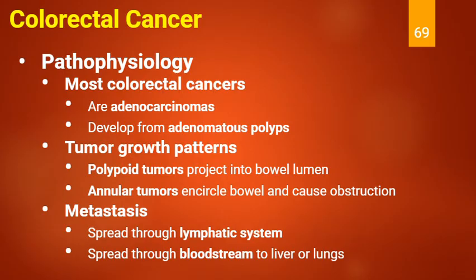Most colorectal cancers are adenocarcinomas, meaning they arise from the glandular cells lining the colon. These cancers often begin as adenomatous polyps, which are abnormal growths that develop on the inner lining of the colon. Over time, genetic mutations can cause these polyps to become cancerous. Tumors may grow in different patterns. Polypoid tumors grow outward into the bowel lumen, while annular tumors grow around the bowel wall, narrowing the intestinal passage and sometimes causing obstruction. Cancer cells can spread locally or metastasize through the lymphatic system or bloodstream, commonly reaching organs such as the liver or lungs.